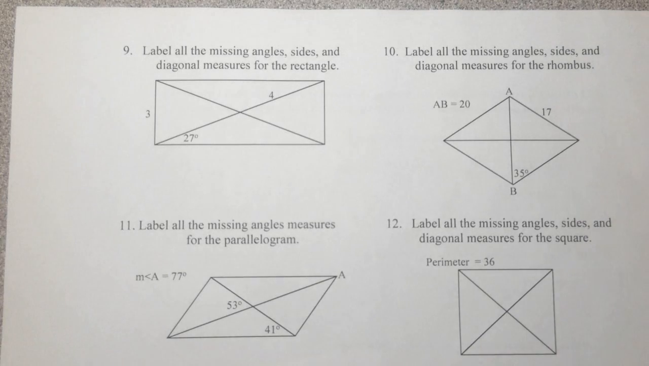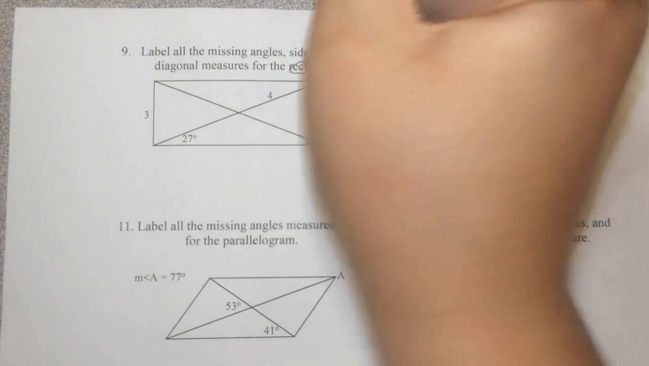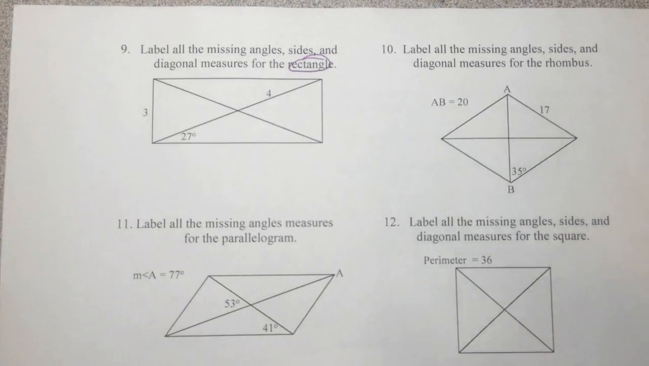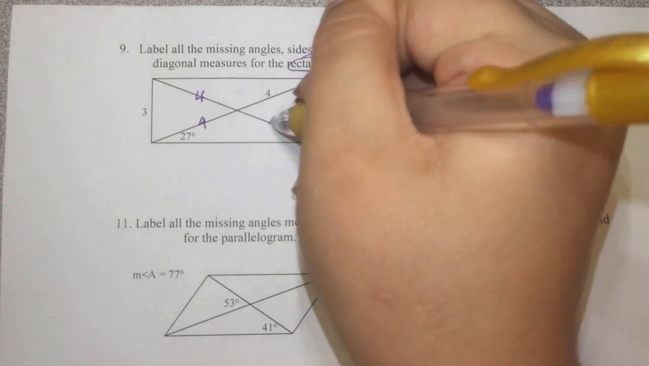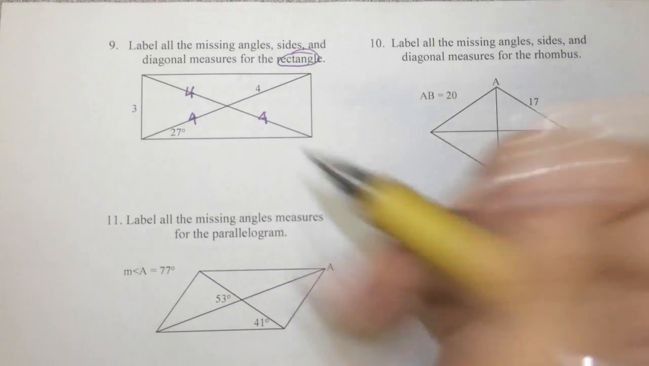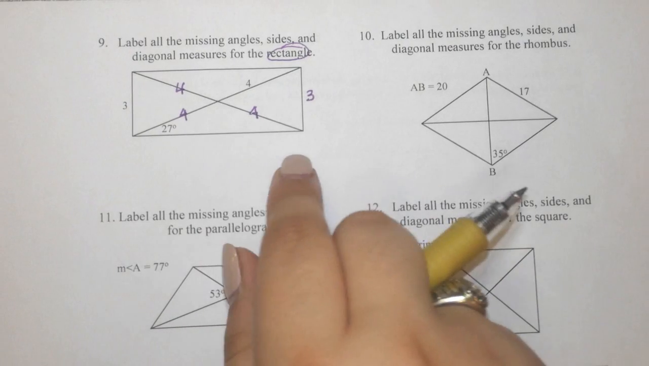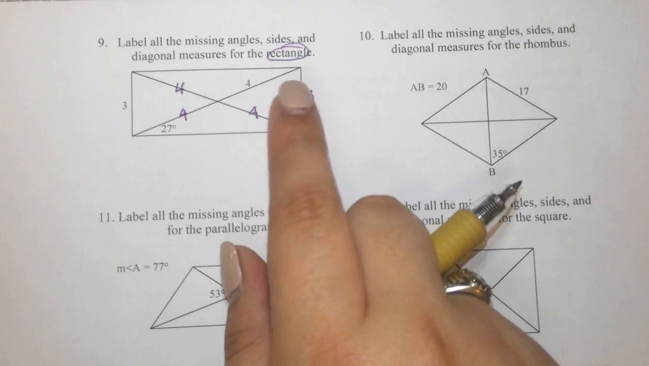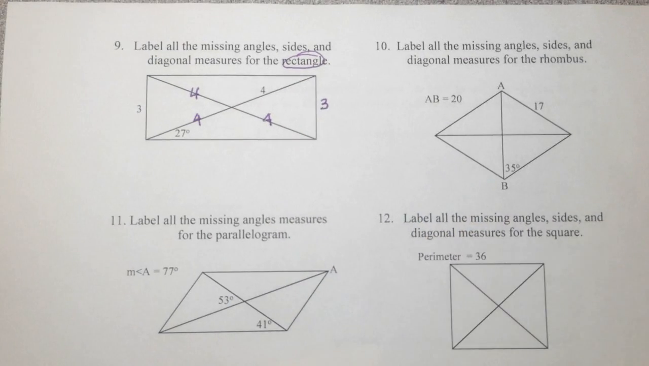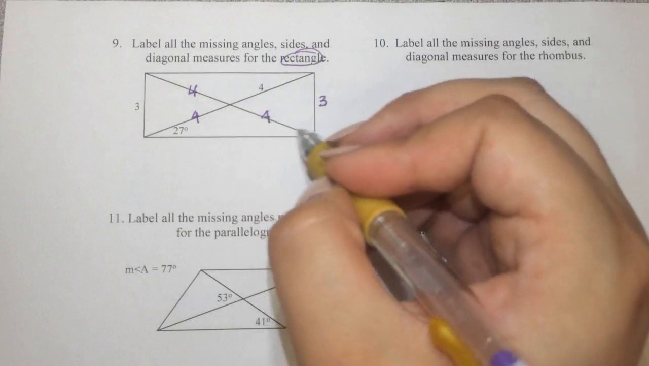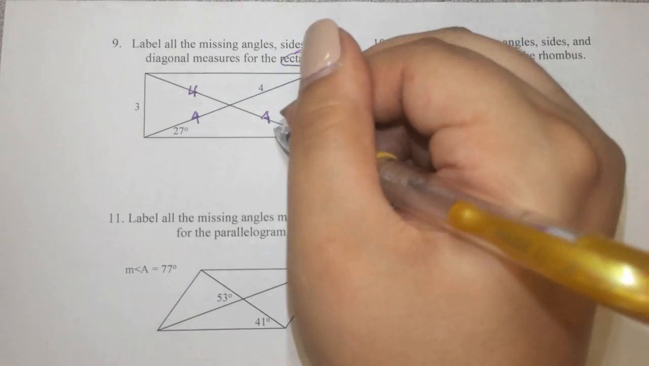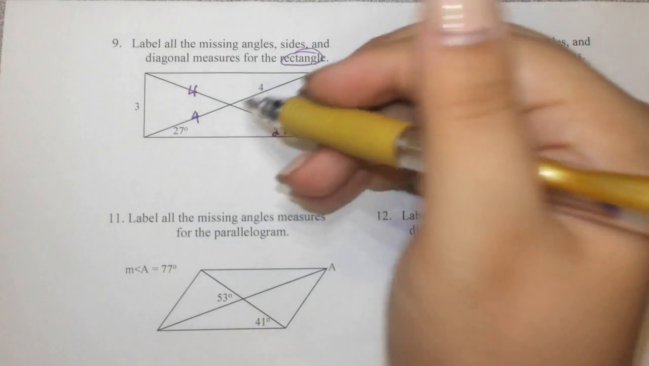For this part, it is a rectangle. It tells you that right here. So make sure you're paying attention to what shape it is. For a rectangle, the diagonals are all going to be the same, so they're all going to be 4. And if that side's 3, then that side's 3. I'm going to deal with the angles first, and then I'm going to go ahead and go with the last side. So if this is 27, if those are both 4, that makes this an isosceles triangle. So this will also be 27.